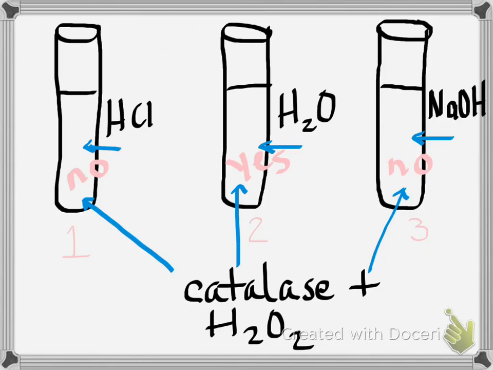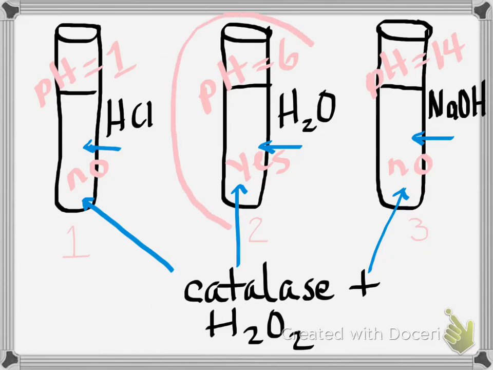Test tube number 1, what did you get for the pH? A 1? Does everybody agree on that? Okay, test tube number 2, what did you get for the pH? 6. Anybody get 7? But we all agree on 6? Okay, and test tube number 3, what did you get for the pH? 14. Wowee. Okay, so it looked like catalase worked best right here in the middle, which is near neutral.